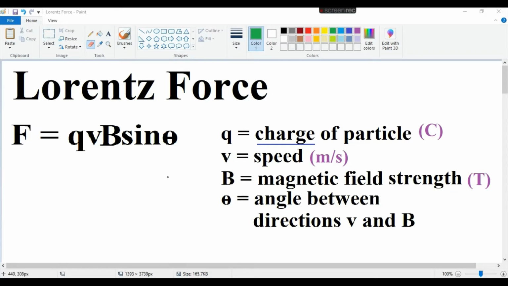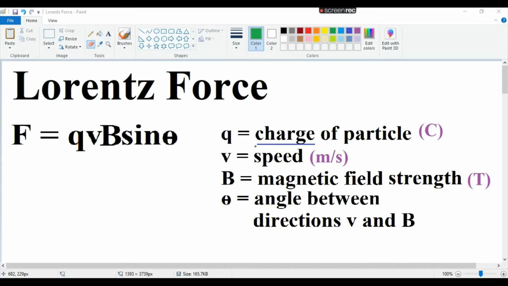The Lorentz force can be represented as F equals Q V B sine theta, and these all stand for different variables. The Q stands for the charge of the particle. This is important because the Lorentz force can only be calculated if the particle has a charge. If there is no charge, there is no Lorentz force.